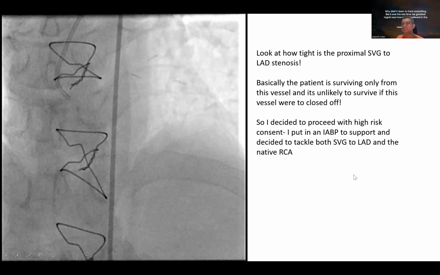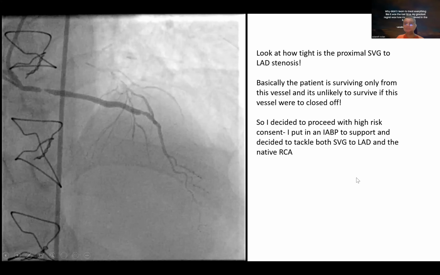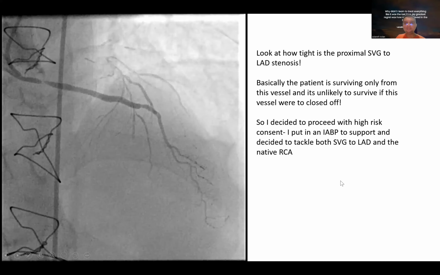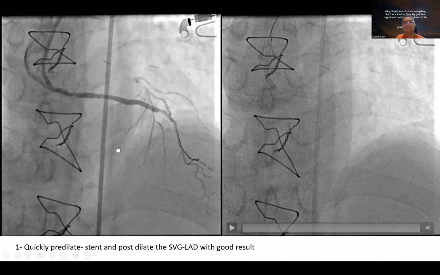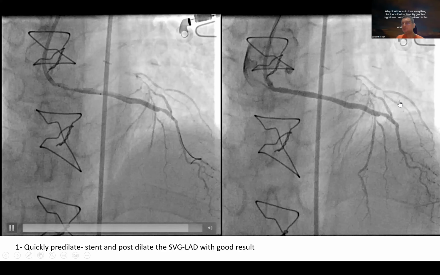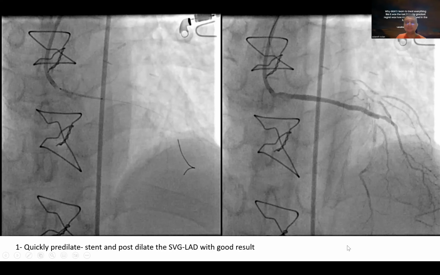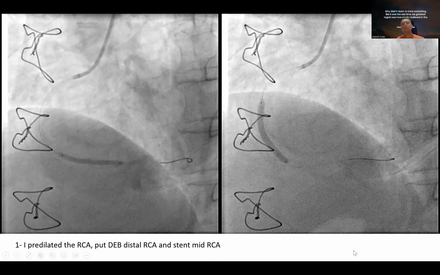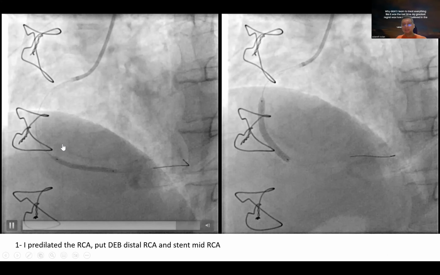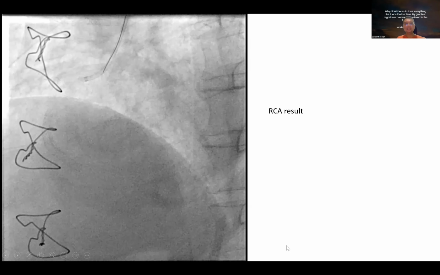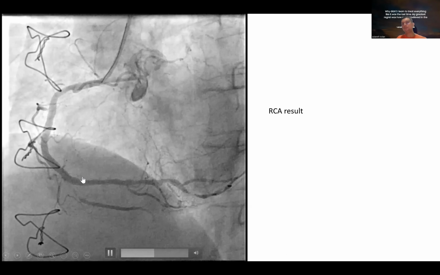So I decided to proceed with high risk consent. So we put in an IVP, and we decided to tackle both the SVG to LAD and the native RCA, right? So this is our stenting of the SVG to LAD. We have a fairly okay result. We don't want to be over ambitious with saphenous vein graft. So we pre-dilated the RCA and put DEB distally, and we put a stent mid RCA, and we have a good RCA result as well.